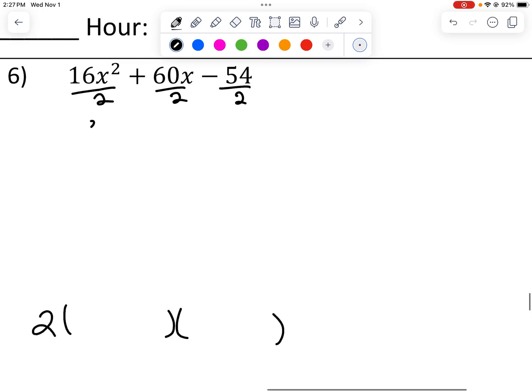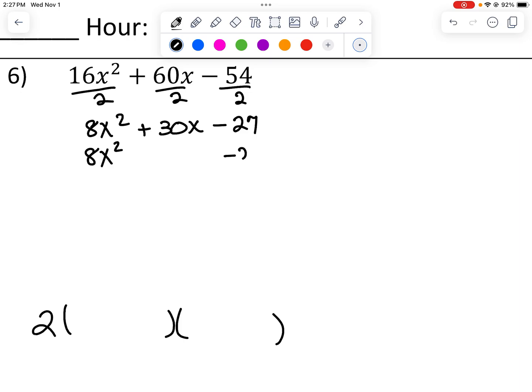They have 2 in common, so we're going to have 2 in our answer. 16 divided by 2 is 8x squared. 60 divided by 2 is 30x. And 54 divided by 2 is 27. Awesome. Then I'm going to go 8x squared plus 30x minus 27.